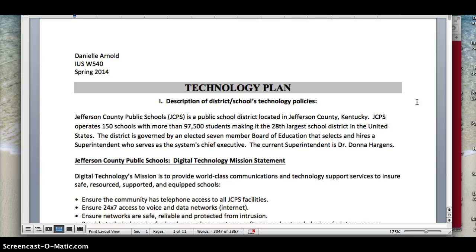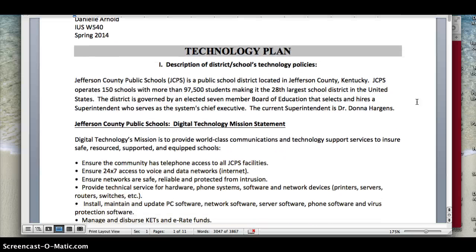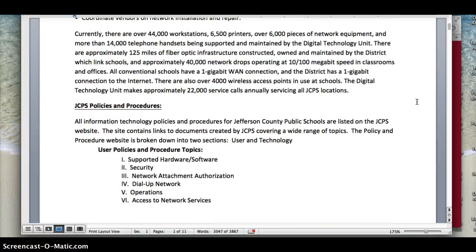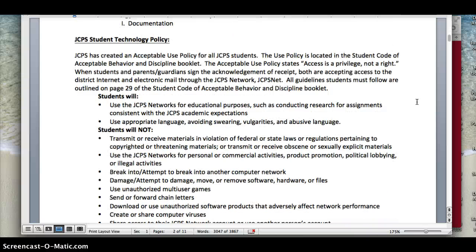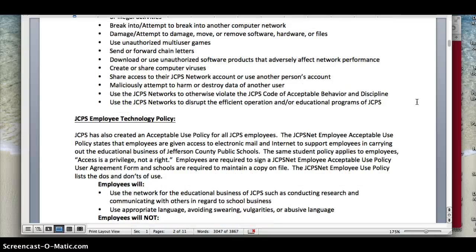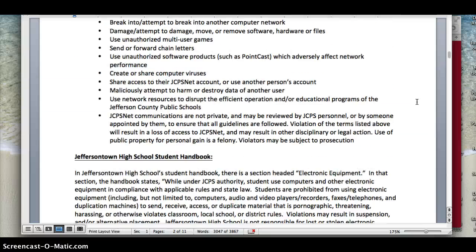So I've started with a description of JCPS and how big it is, our digital technology mission statement, procedures and policies, then some JCPS student technology policies. So they have to sign that acceptable use policy for all JCPS students. The employee technology policy, I've listed the do's and don'ts there.